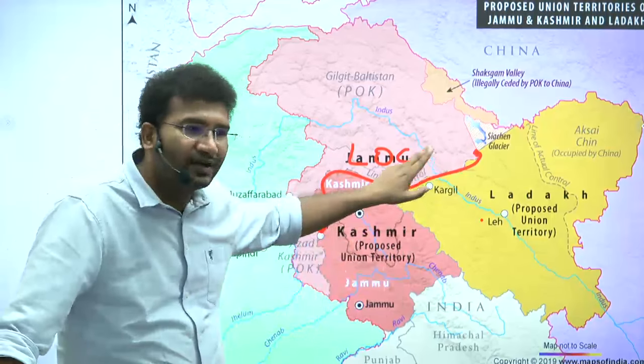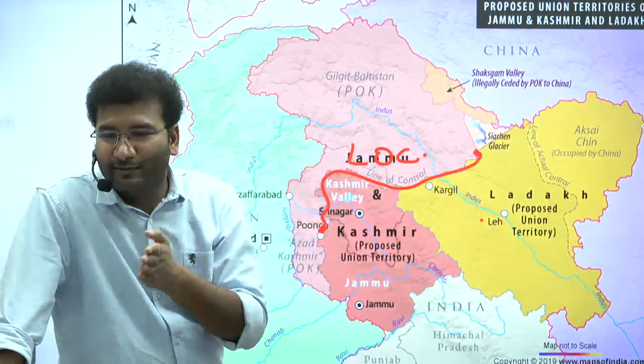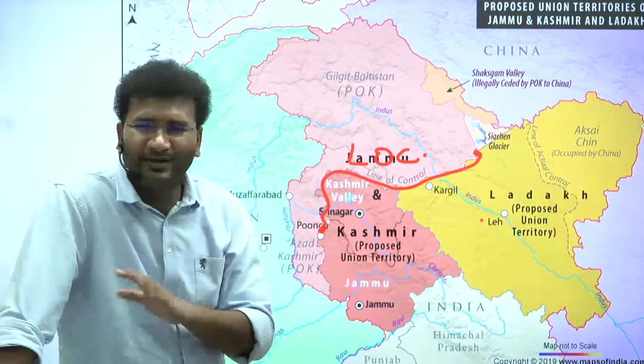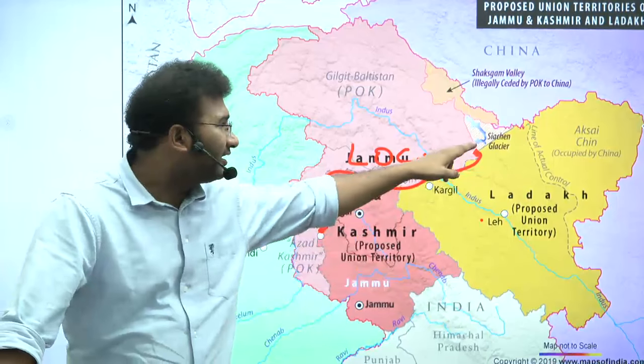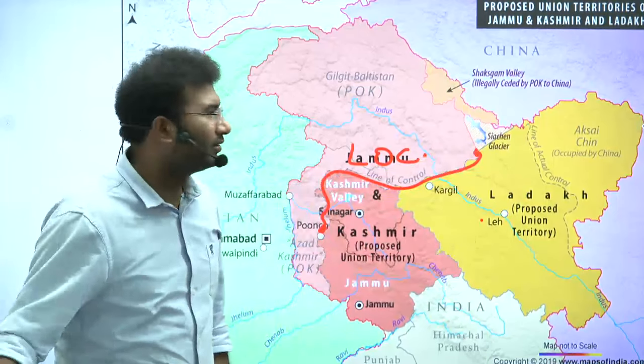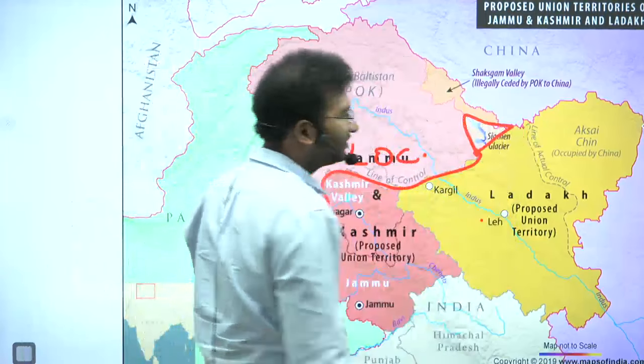Now this is the place where the army is stationed. Right? The army will be backed by CRPF or ITBP. They'll have separate forces behind them. Now the army will take care of it. You might have also come across the glacier named Siachen. See, this is called the Siachen Glacier.